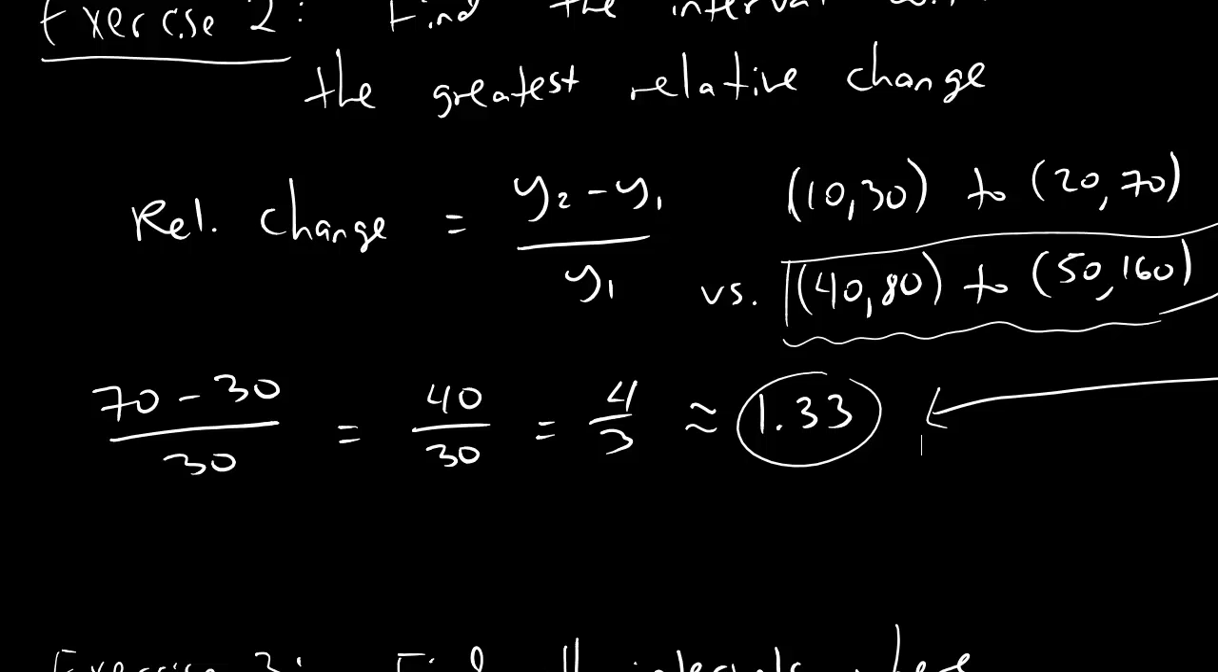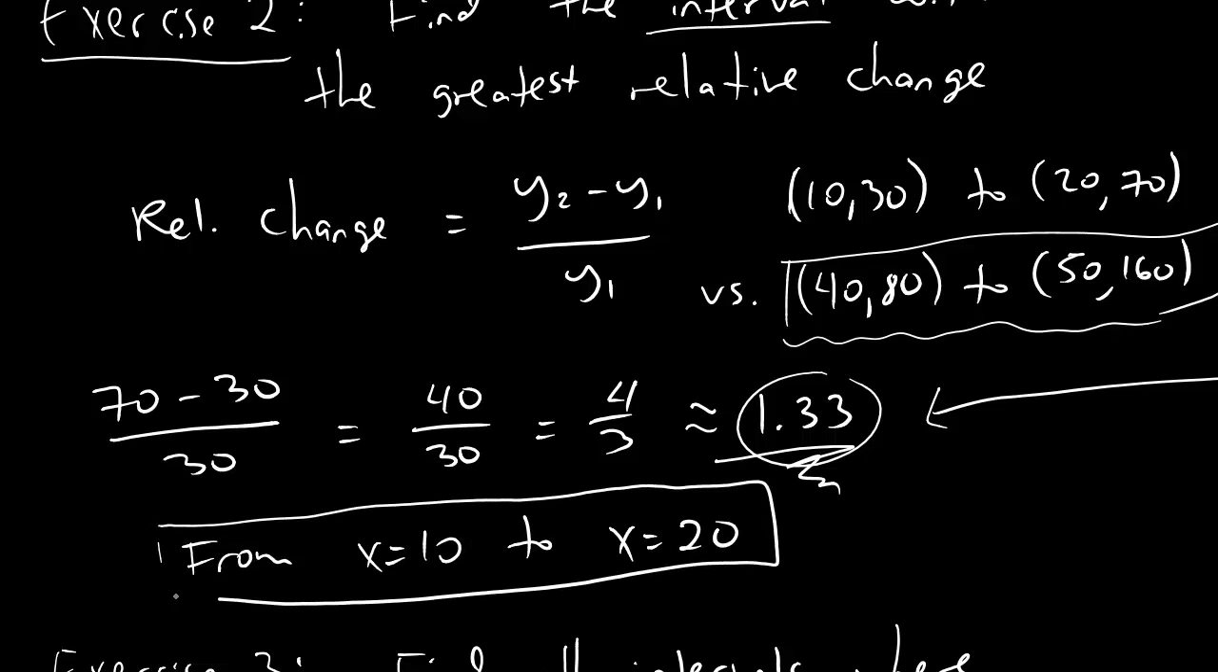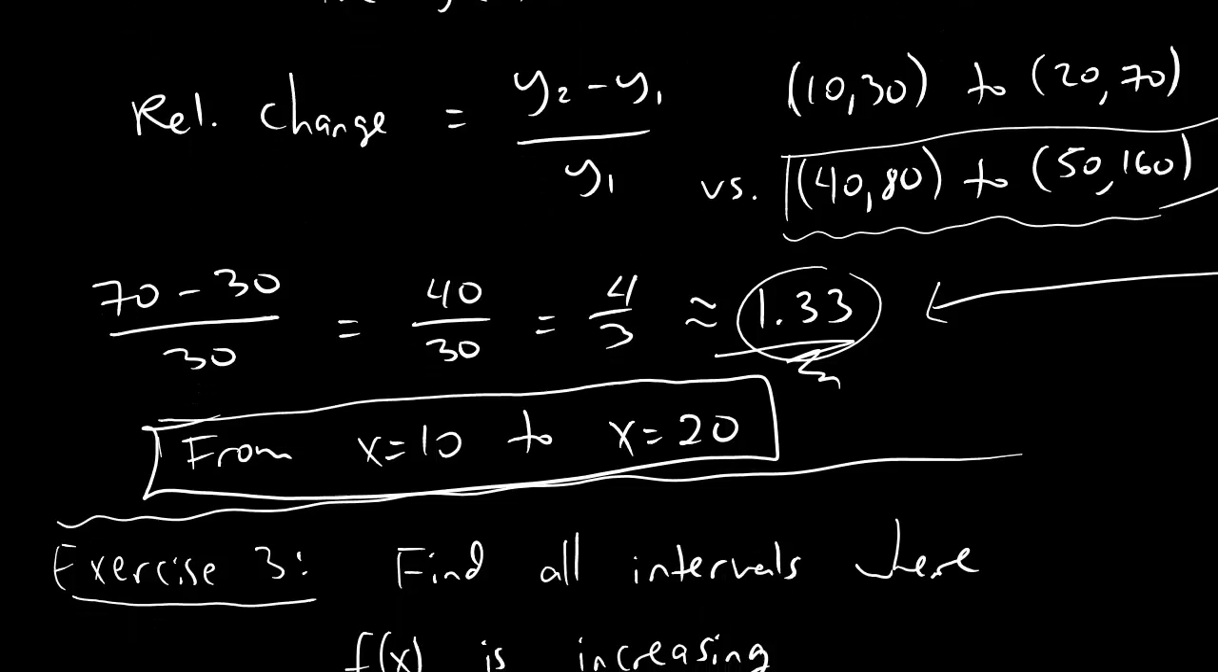So the largest relative rate of change is 1.33, but we're asked to find the interval, and so the interval here is from x equals 10 to x equals 20. That's the correct answer for the interval for the largest relative change. And so this illustrates the fact that the largest average rate of change and the largest relative change can happen in different places. They're different concepts. All right, let's move on to exercise 3.